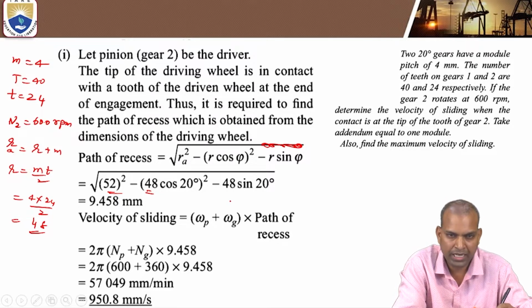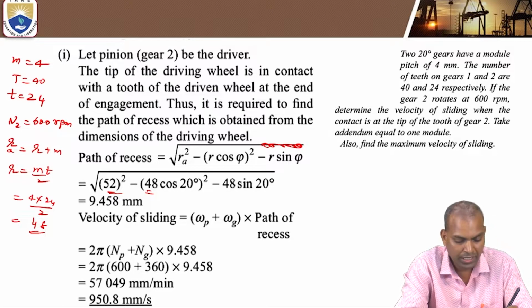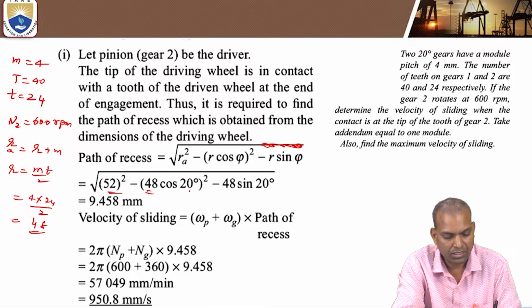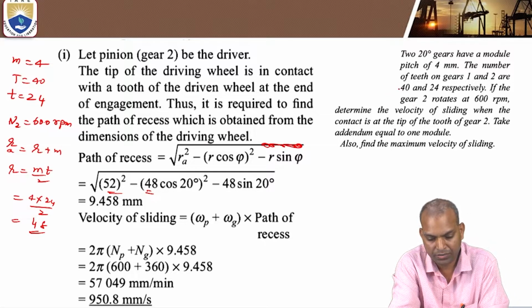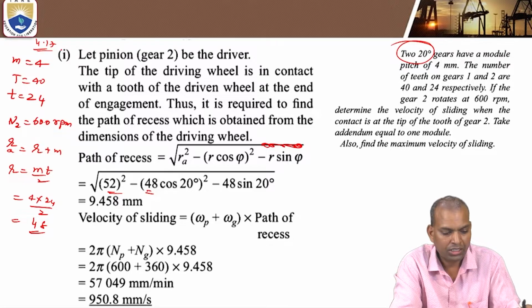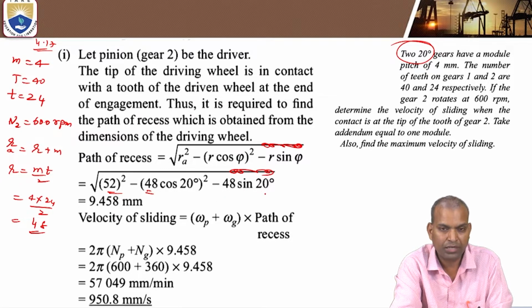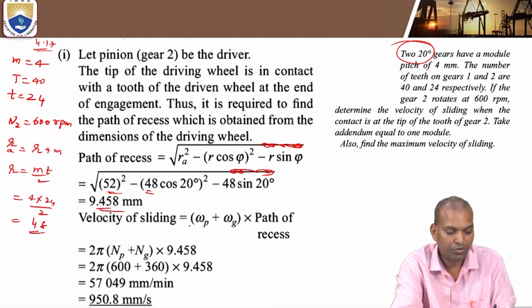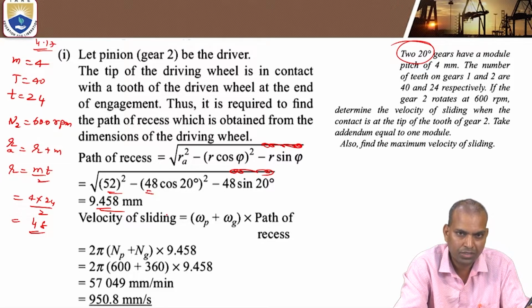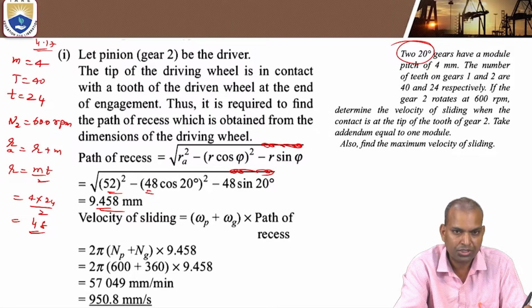And we know the pressure angle. The pressure angle is 20 degrees, that was given here. So cos 20, minus R sin phi. The R is 48 millimeter and phi is 20 degrees. Substituting over here, the path of recess is calculated as 9.458 millimeters.